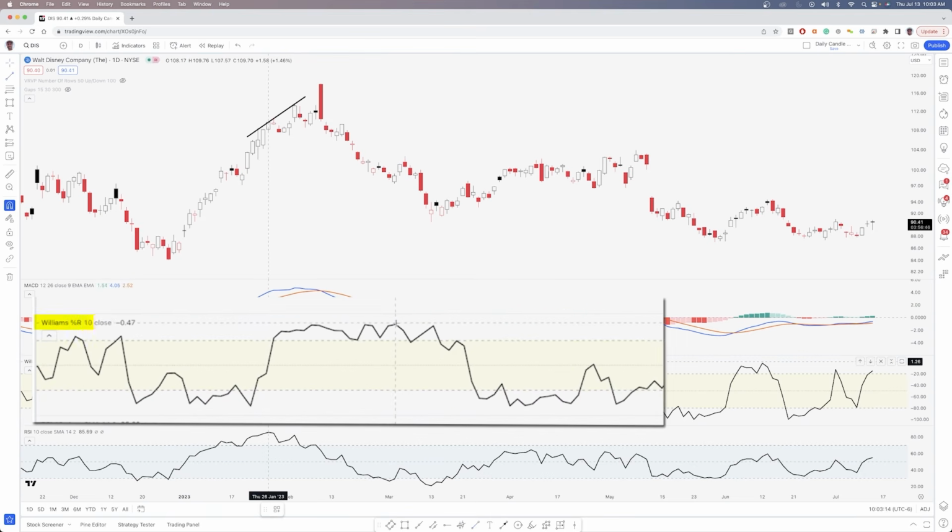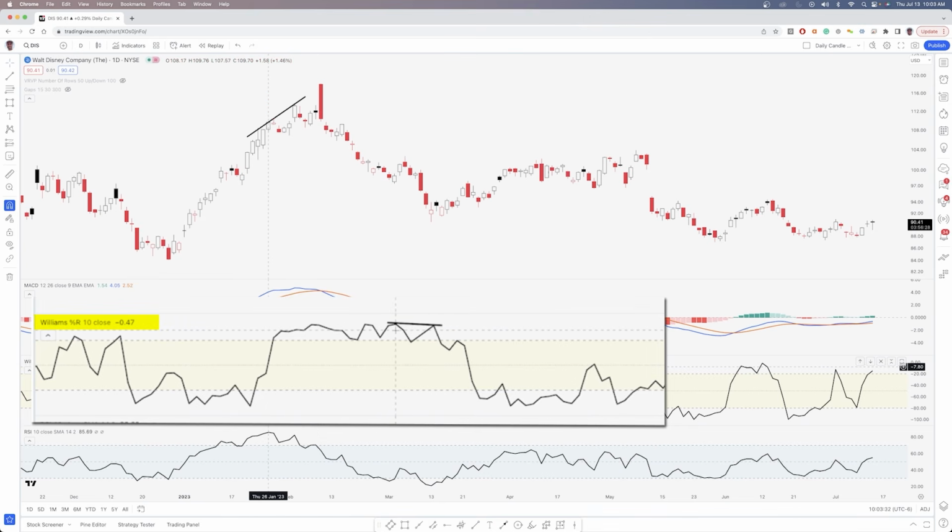The value here is negative 0.47. The value here is negative 2.25. Maybe you can't see it visually, but that's what I like to call mathematical divergence, because sometimes these divergences you can't really see visually. You can't really say, okay, that's definitely a higher low or that's definitely a lower high.